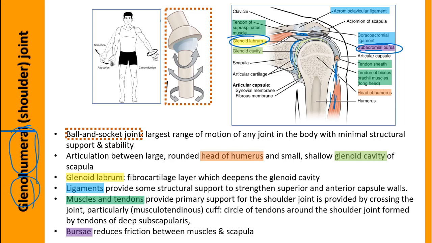So sub means below. Acromion is the part of the clavicle. Oh, sorry, it's the part of the scapula that connects in with the clavicle, right? So you can see here, the clavicular ligament connects the clavicle to the acromion of the shoulder blade.